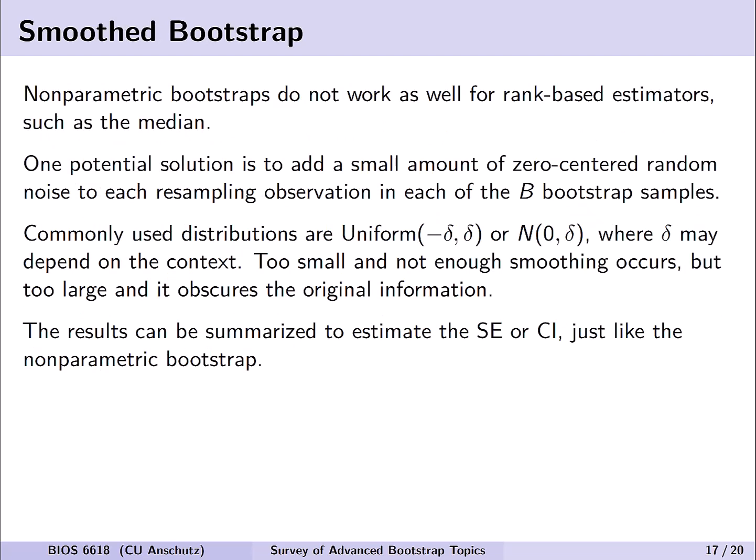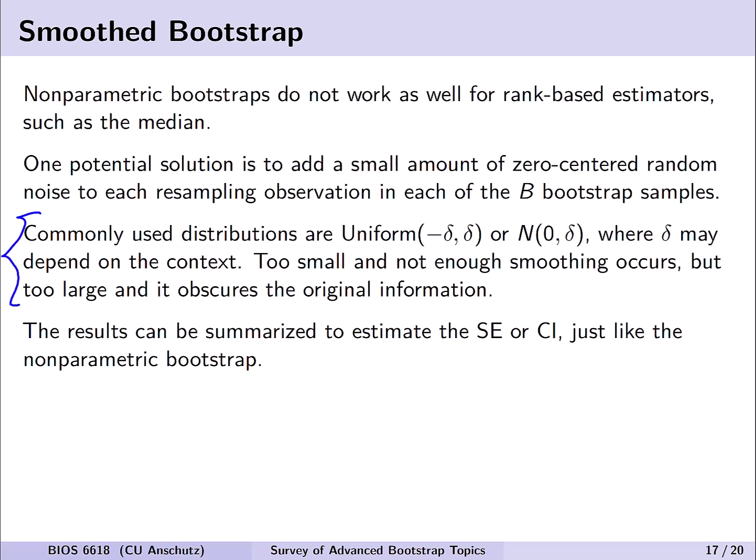Another alternative is known as a smoothed bootstrap. We know or have noted that nonparametric bootstraps do not always work so well for rank-based estimators such as the median, which just essentially take one or two data points to get the summary. One potential solution you can do is to actually add a small amount of zero-centered random noise to each resampling observation in each of your B bootstrap samples. In other words, smoothing over some of this rank-based estimator nature of the data.